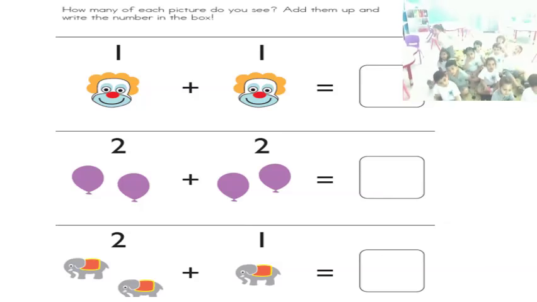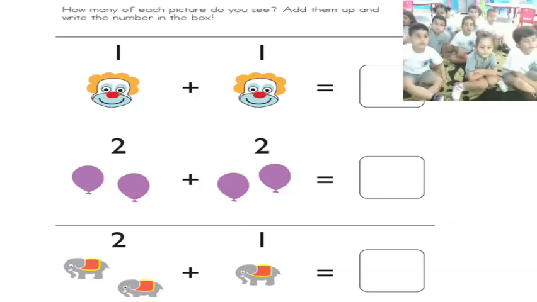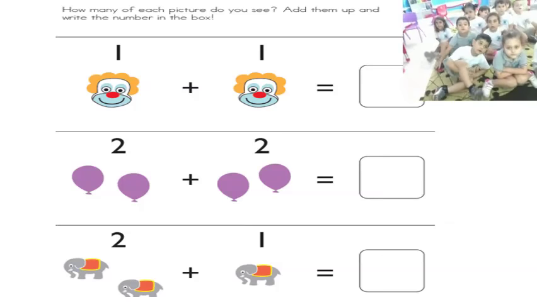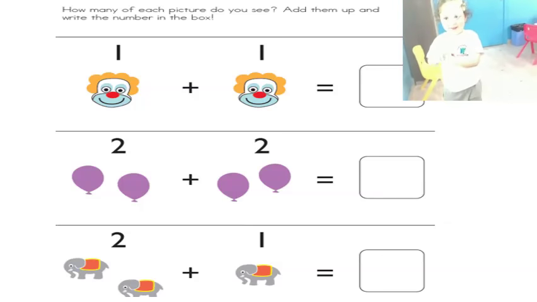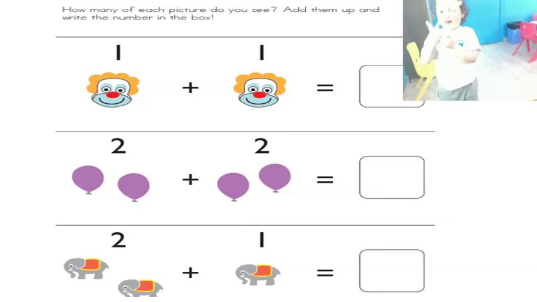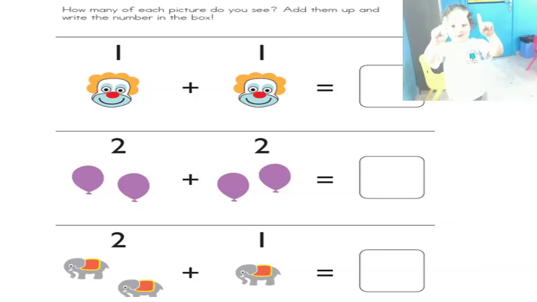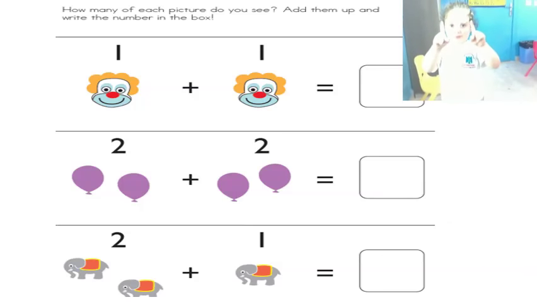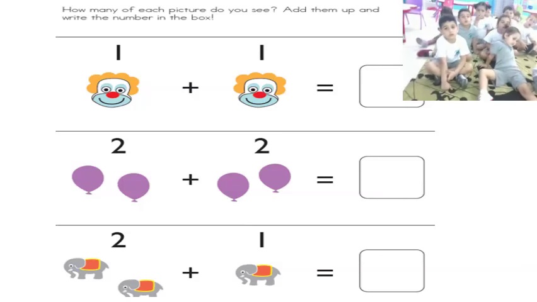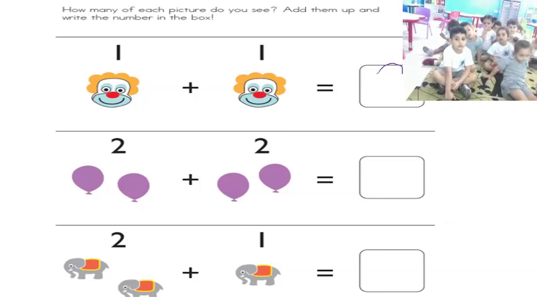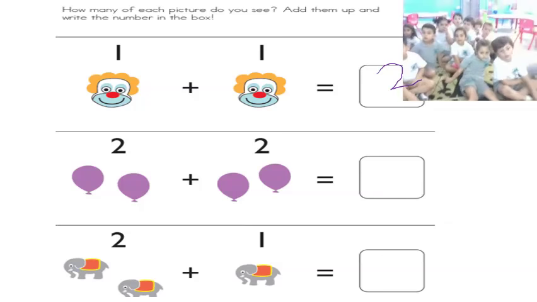Mila, come here. Mila, let's count. How many clowns do we have? 1 and 1. Can you show me 1 on this hand and 1 on the second hand? Show me, Mila. 1, okay, and 1 on the second hand. 1 and 1. Good. Okay, can you count them? 1, 2. 2, good. Can you write number 2 here? You can go back to your place. Thank you, Mila.